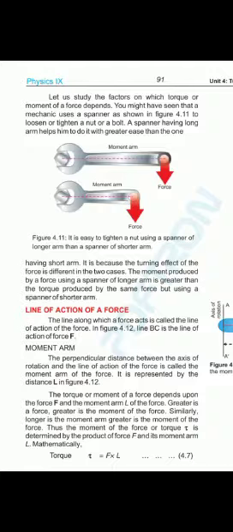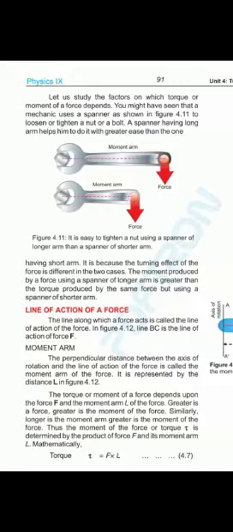Students, when we open or tighten a nut or bolt with a spanner and we rotate the spanner, actually we produce torque. So that torque is affected by the length of the spanner.